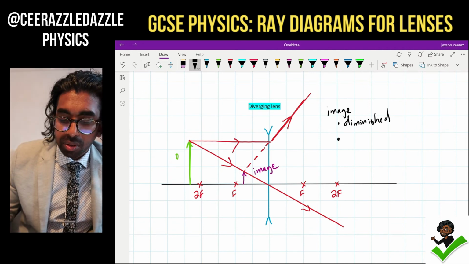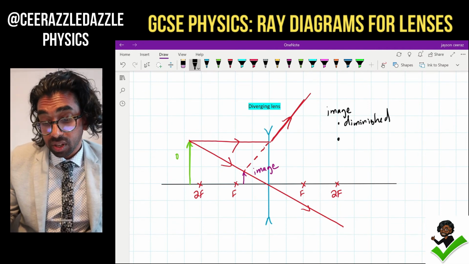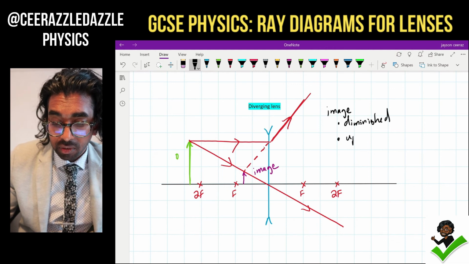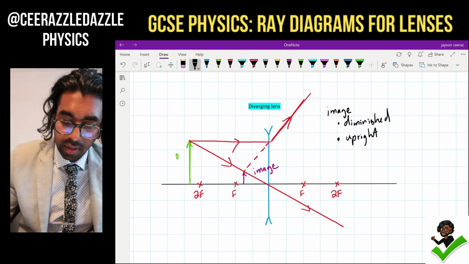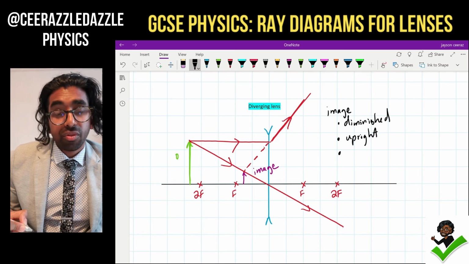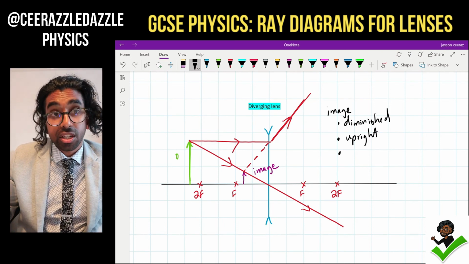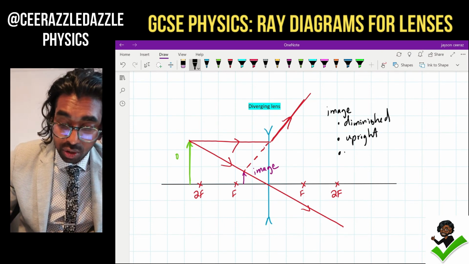Next one, is it upright or inverted? This one is upright. And last of all, is it real or virtual? Well, I've had to extrapolate the lines, therefore it's a virtual image.